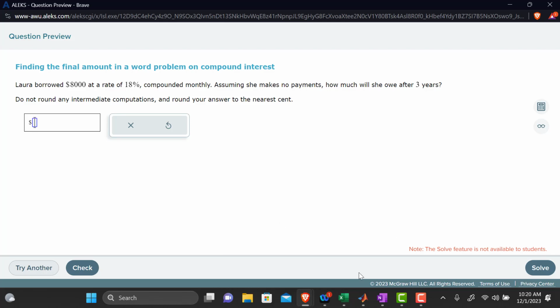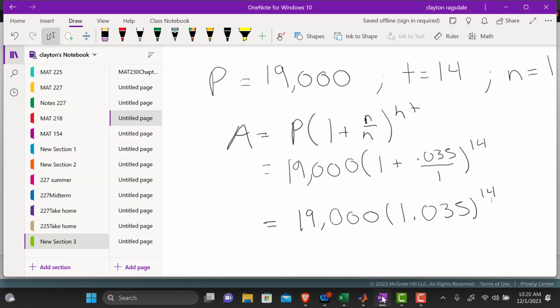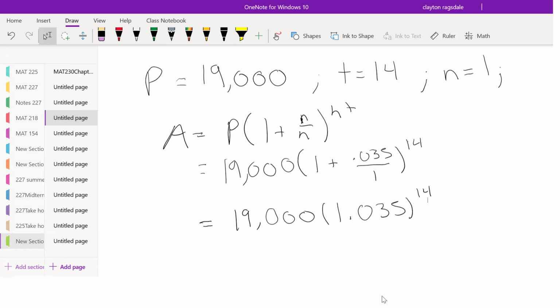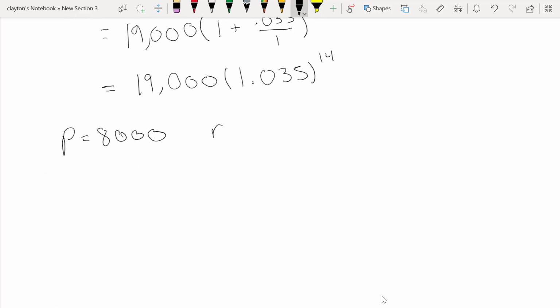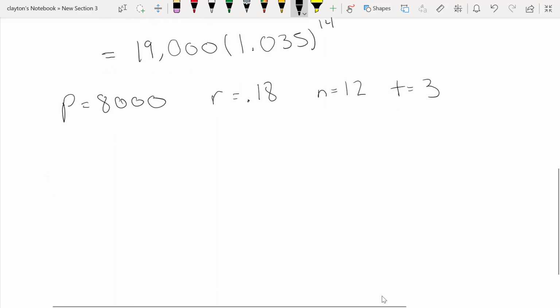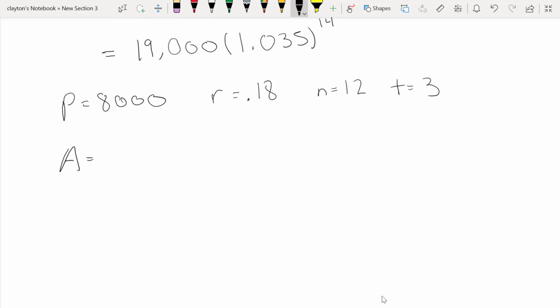So let's go back. Let's see if I can remember all that. I believe it was a principal of 8,000. Interest rate was 0.18. Compounded monthly, N is equal to 12 for 3 years. And so we're right back to the original equation where A is equal to P times 1 plus R over N, to the NT. That's an N, sorry. My N's and my R's.